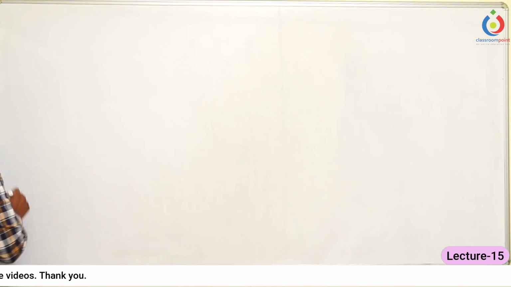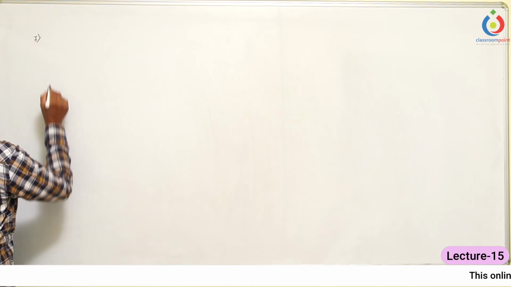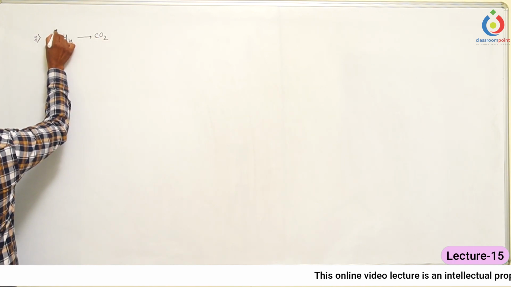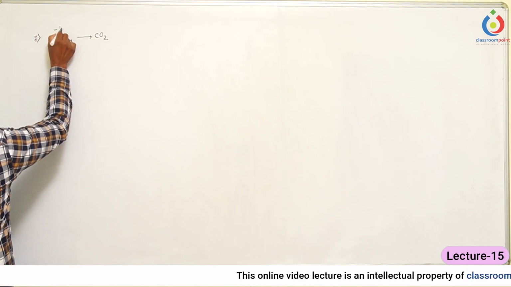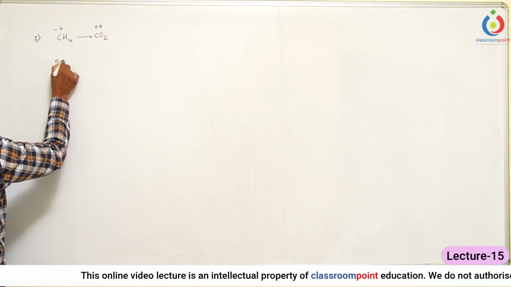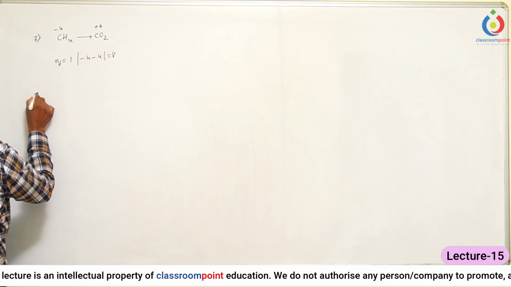So let us take the next question. This value CH4 changes to the CO2. This is minus 4, this is plus 4. Directly this value equals to 8. So 1 into 8 equals to 8.